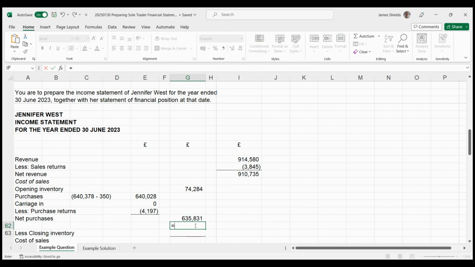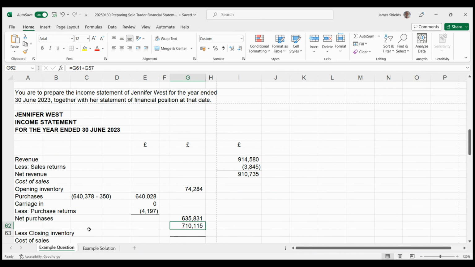So it's 74284 plus the 635,831. Let me check that. Here we go, plus 74284, gives 710,115, which is what I originally had in the first place.